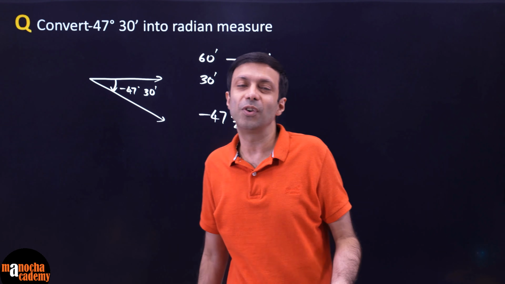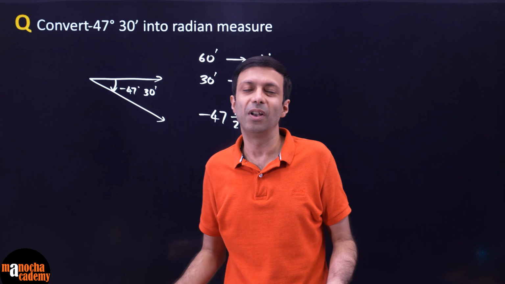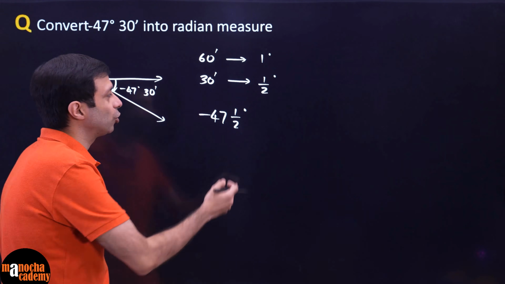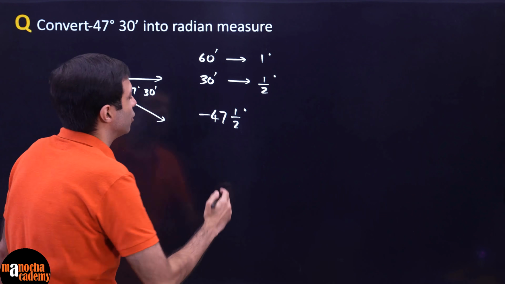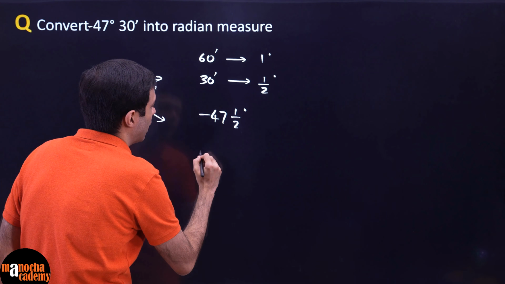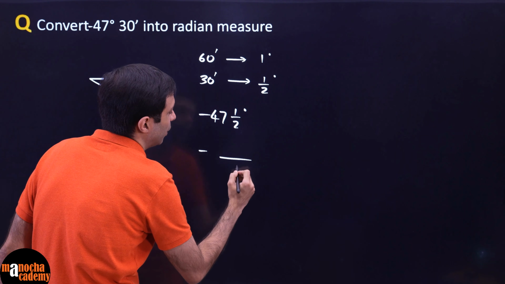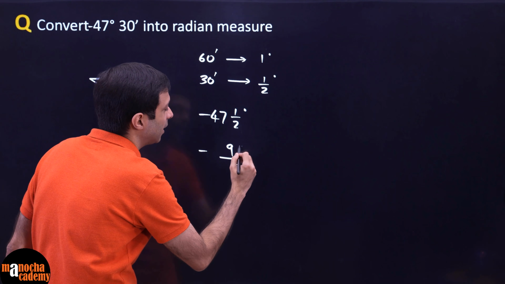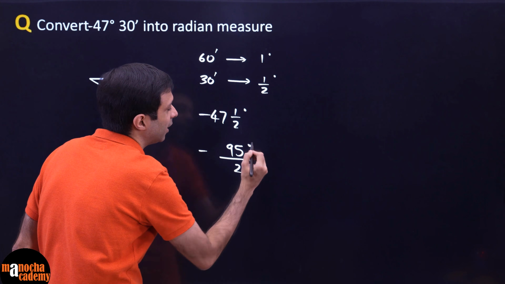So now we need to convert this into radians. Very simple. Once again, multiply with pi by 180. Before doing that, make sure you convert this into a mixed fraction. So what is it going to be? This is minus, and if you put 2 in the denominator, 47 times 2 is 94 plus 1. So that is minus 95 by 2 degrees.